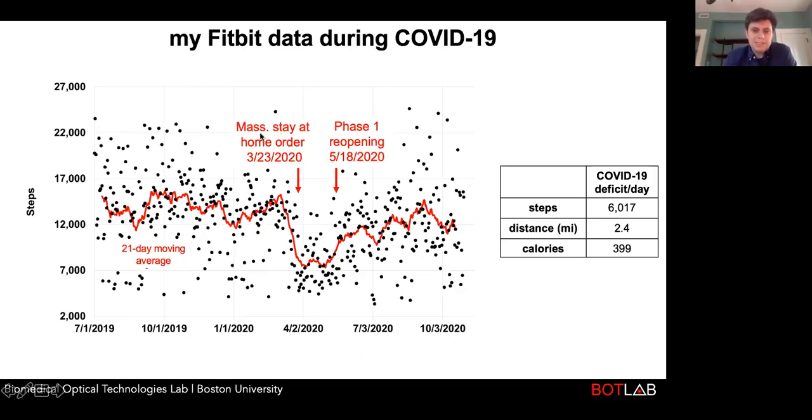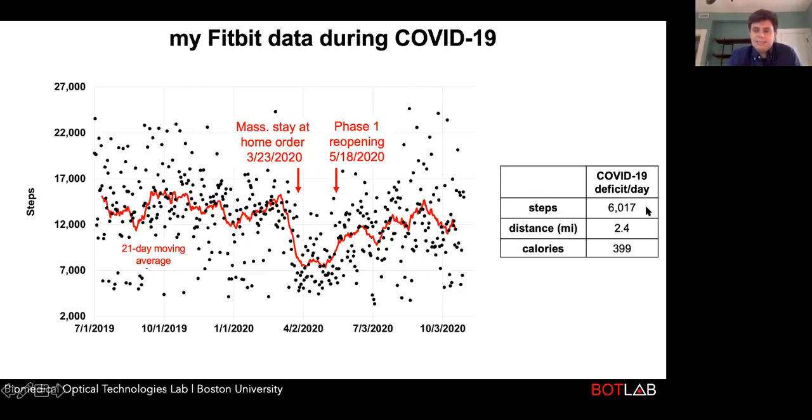As soon as the Massachusetts stay-at-home order hit, me and my wife, as well as everybody else in the world, basically stayed at home. We really stayed at home a lot, just going out to take the dog out. Then as we started to reopen late last year, we went for longer walks, but mostly worked from home. And this deficit period here is quite dramatic.